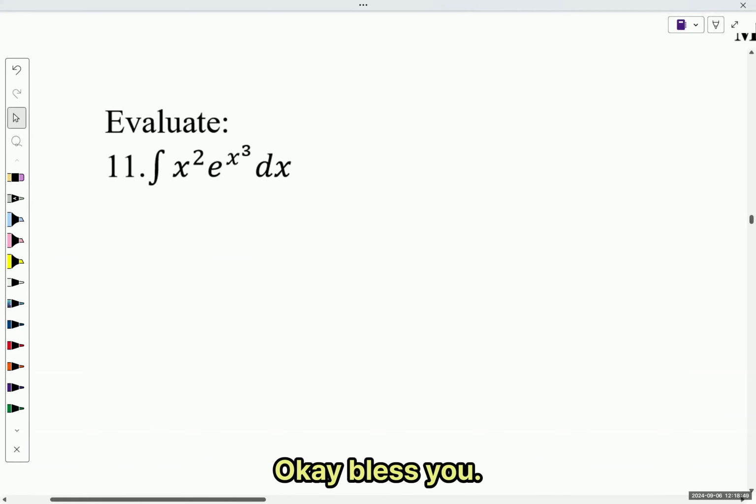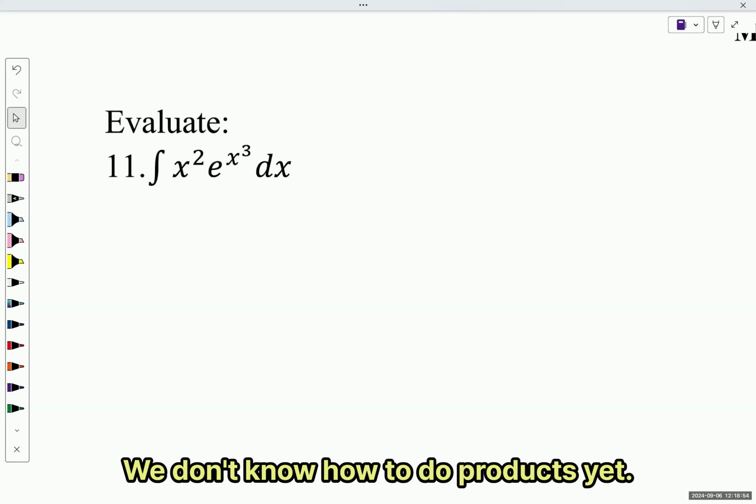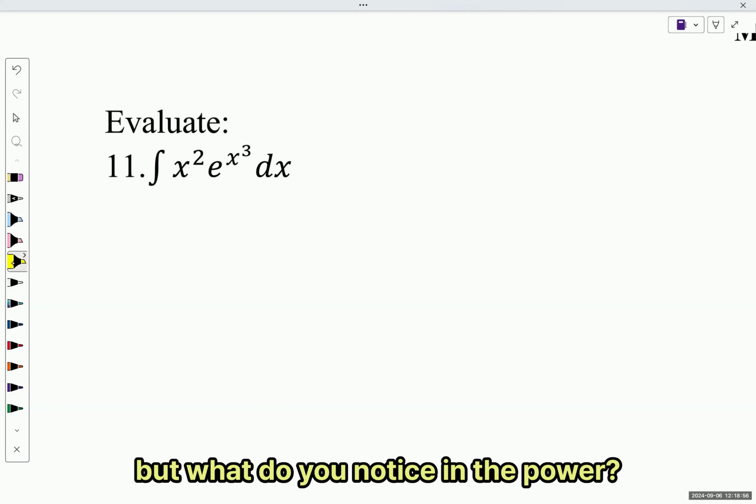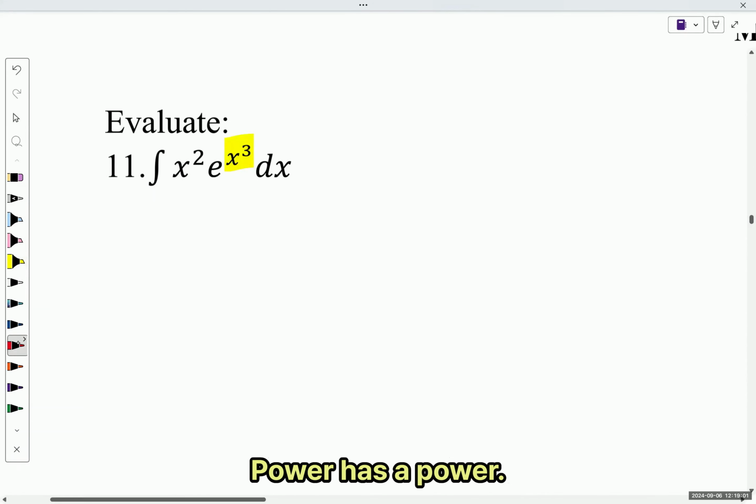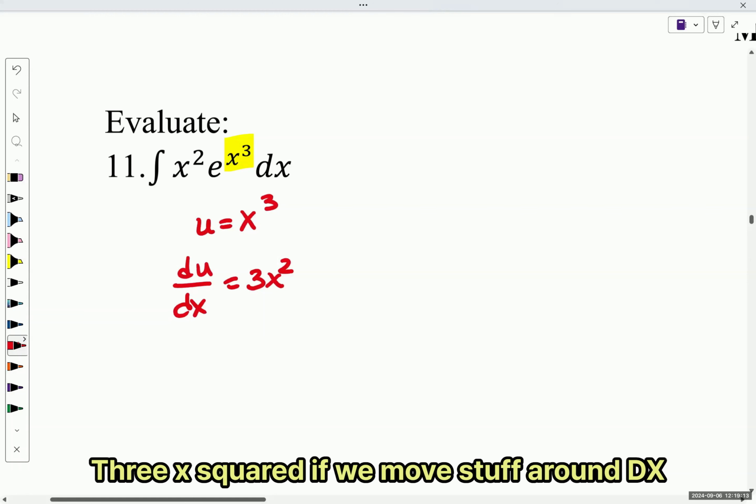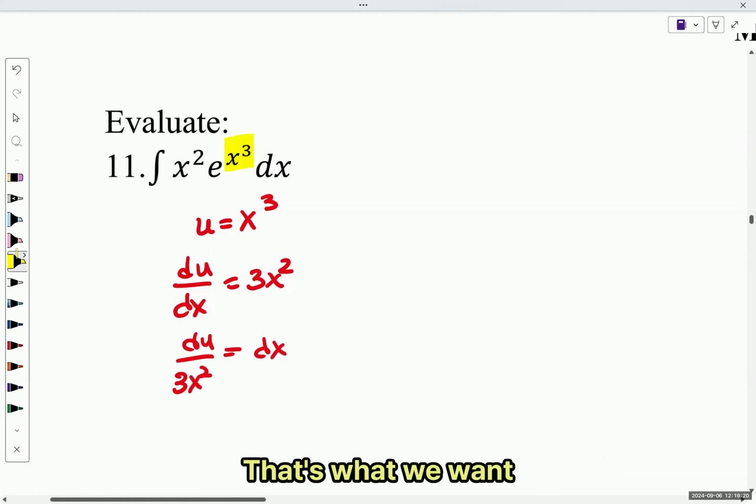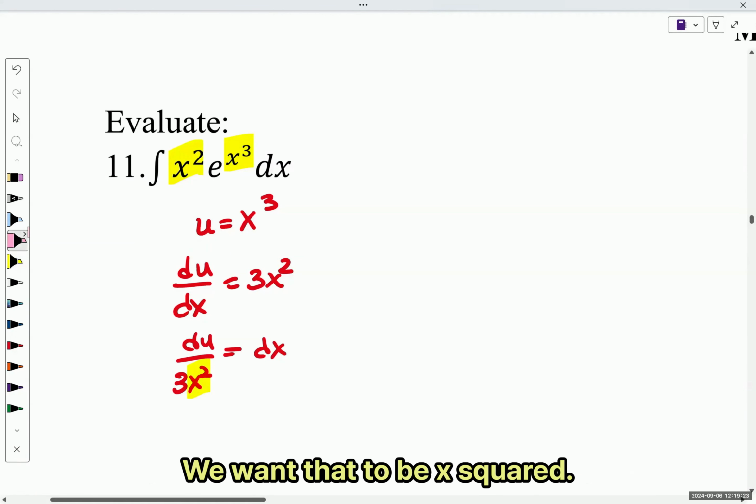Yeah. Okay. So if we're looking at this, oh no, we've got a product. We don't know how to do products yet. But what do you notice in the power? Power has a power. Okay. Let u be that. If u is x to the third, what's your derivative? 3x squared. If we move stuff around, dx is going to equal du over 3x squared. Oh, that's what we want because we've got an x squared there. We want that to be x squared.